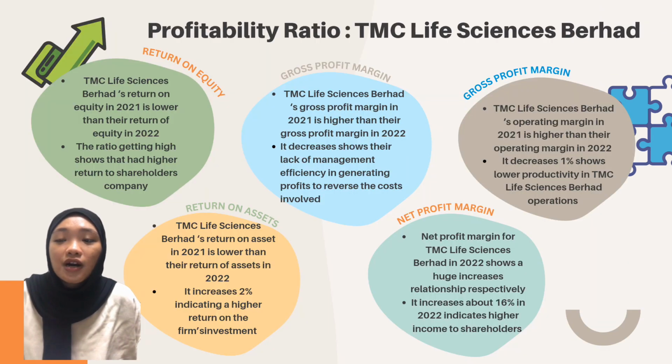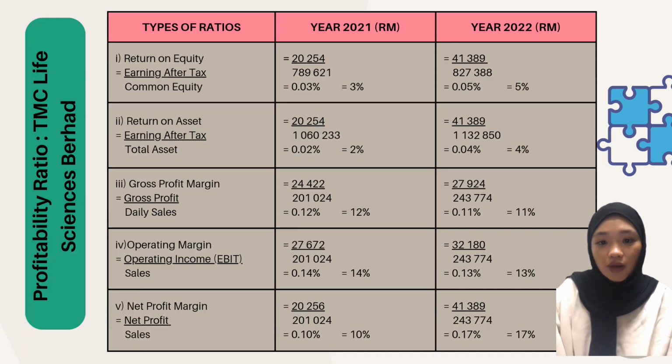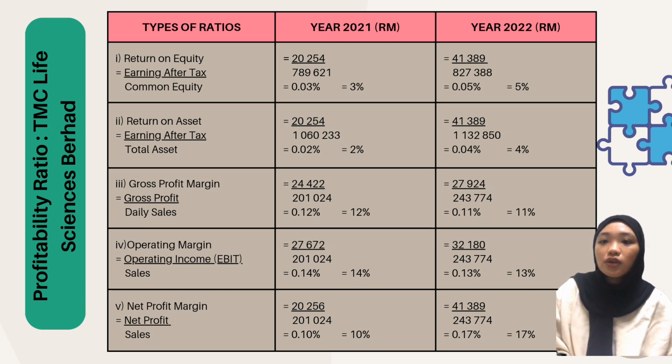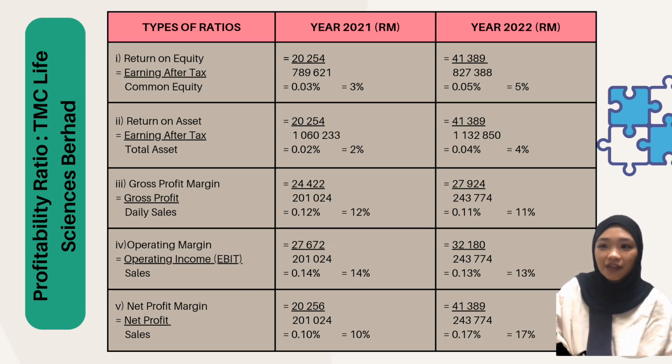TMC Life Sciences BERHAD, their return on equity in 2021 is lower than their return on equity in 2022. The ratio getting higher from 3% to 5% shows a higher return to shareholders of around 2%. For the return on assets, TMC Life Sciences BERHAD in 2021 is lower than their return on assets in 2022, with 2% in 2021 and 4% in 2022 respectively. It increases 2%, indicating a higher return on the firm's investment.